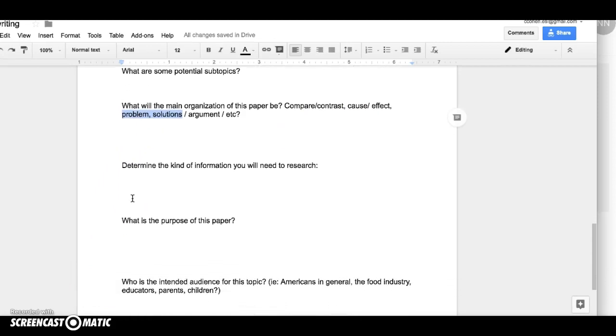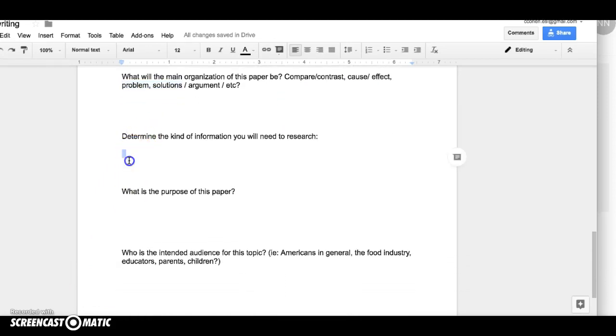So think about some different kind of strategies you're going to use in your paper to organize your ideas. And then determine some more information that you're going to need to research, because we're going to the library next week and you're going to have to find another article about one of the problems or solutions so that we can collect more evidence.